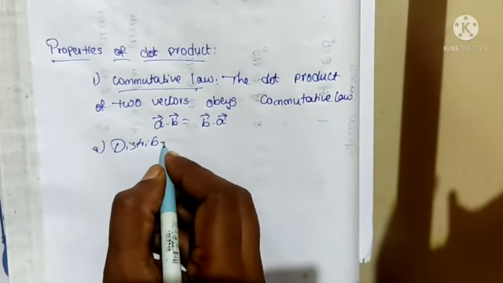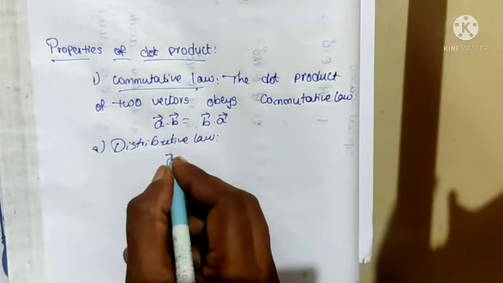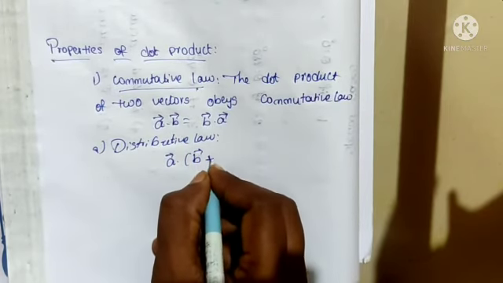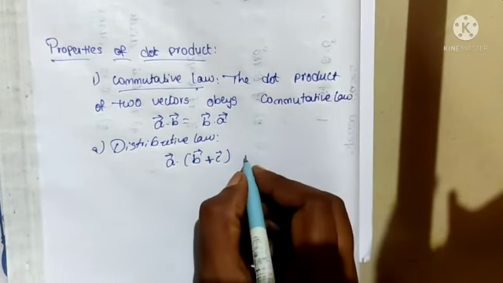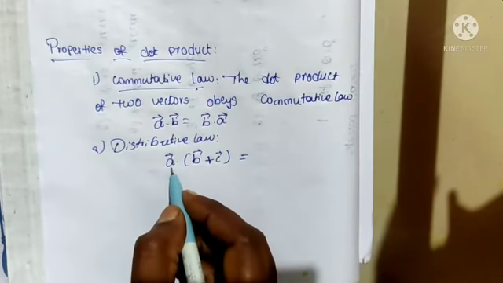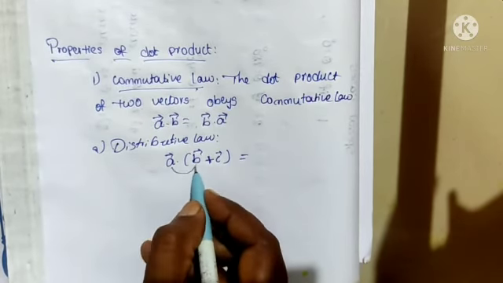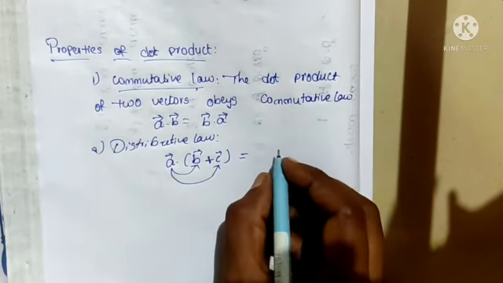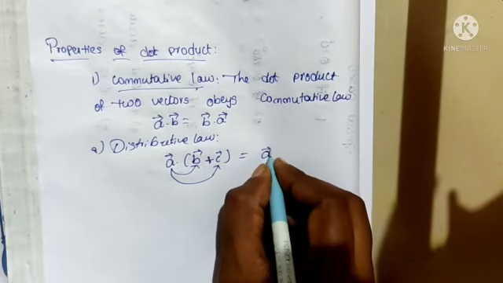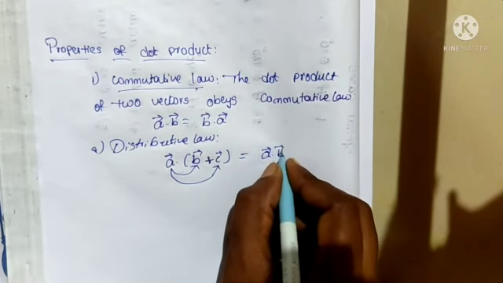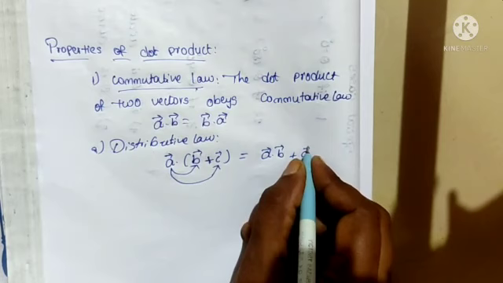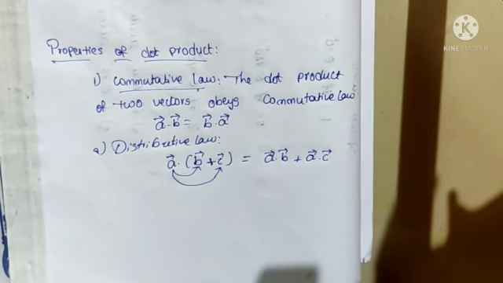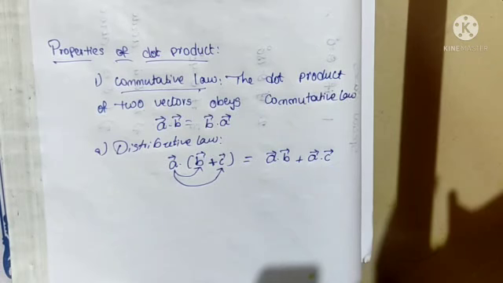Next, the second one is the distributive law. Distributive law: A bar dot into B bar plus C bar. So here A is distributed to B and A is distributed to C. Now we can write A bar dot B bar plus A bar dot C bar. So the dot product obeys the distributive law. This is about the properties of dot product.